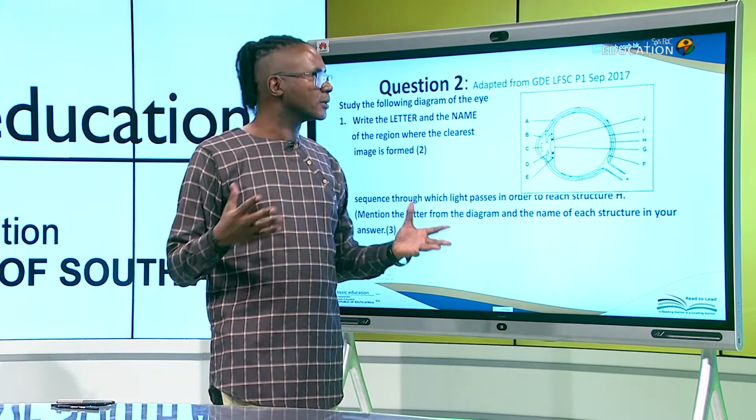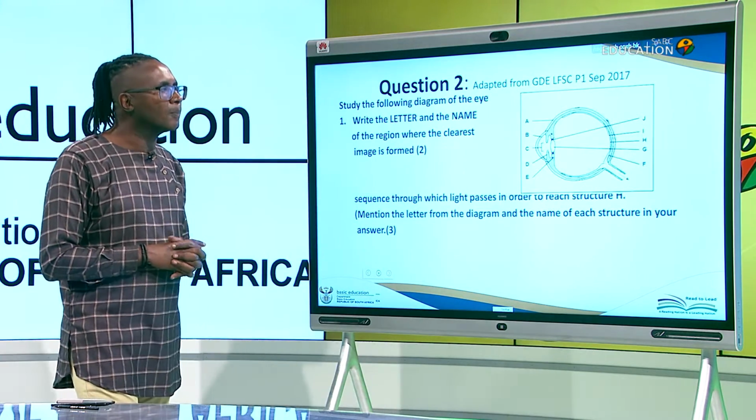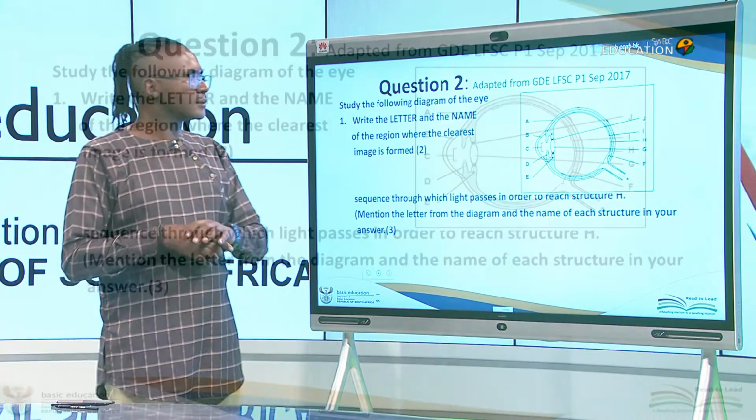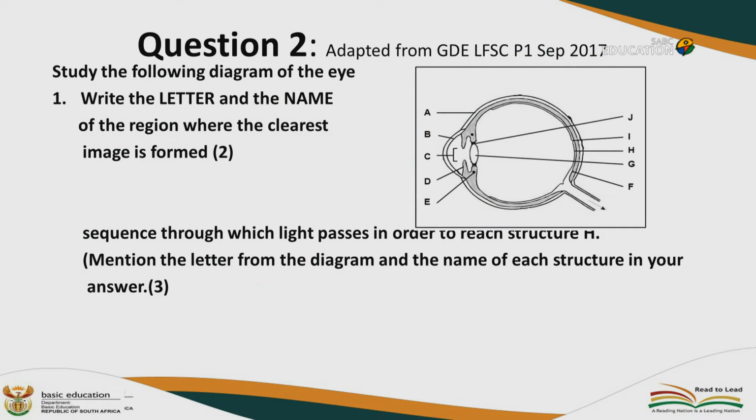Let's look at the question. The question was taken from the September 2017 GDE question paper. It was question 2. Now remember, grade 12s, study and label every part before you answer the questions. Now, you look at this, right? Because you're expected to label every part that is depicted here.